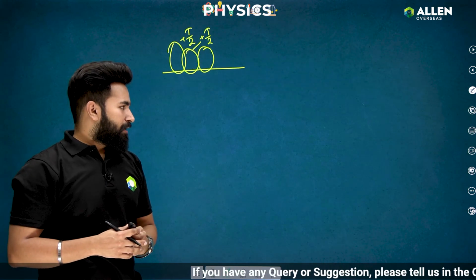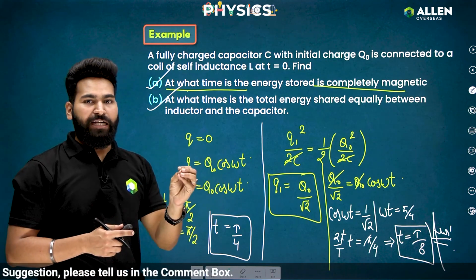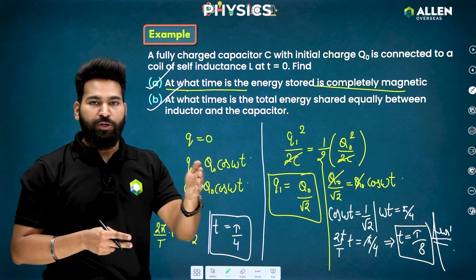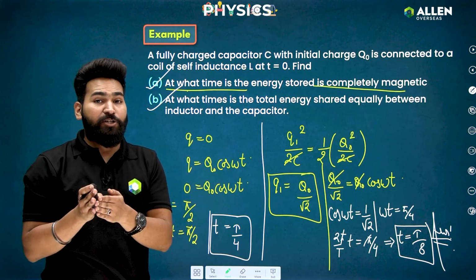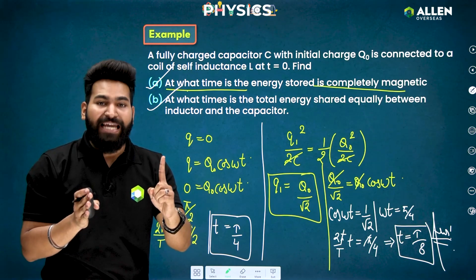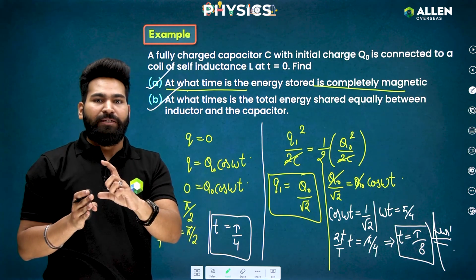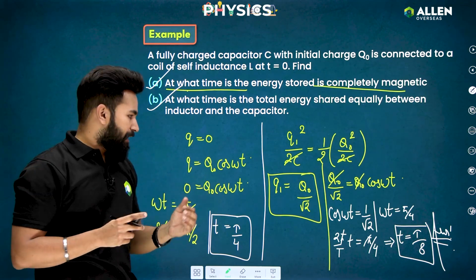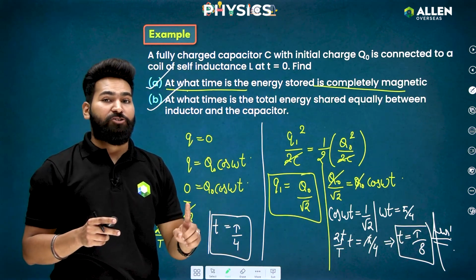Similarly, the energy from the capacitor to the inductor moved from T equal to 0 to T by 4. From T equal to 0 to T by 4, the energy switched from capacitor to the inductor. So during the first shift, the energy would be equally shared between the capacitor and the inductor. That means once in every T by 4 time, the energy will be equally shared between the capacitor and the inductor. So if once it is shared at T by 8, then after every T by 4 time, it will be shared equally.